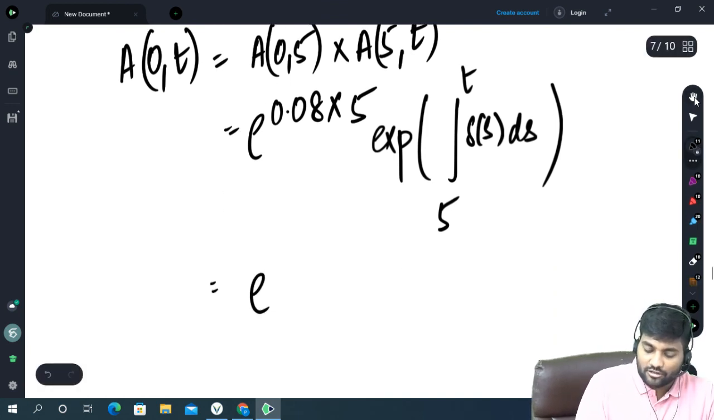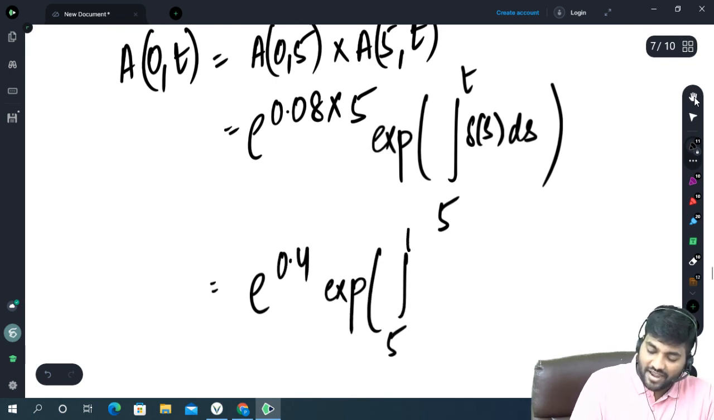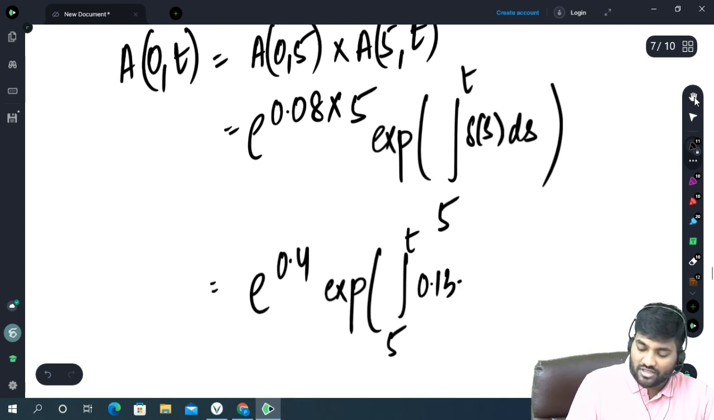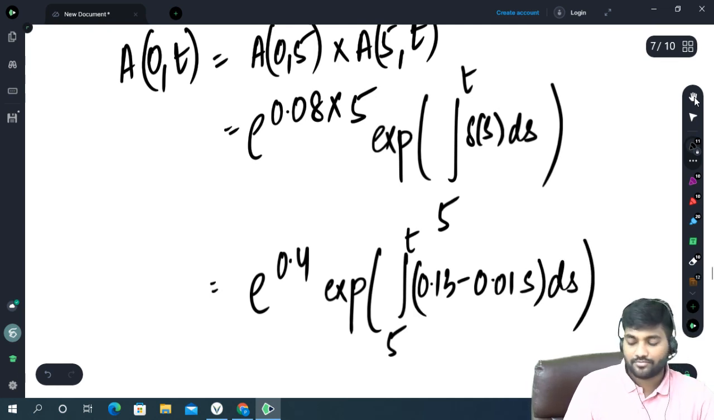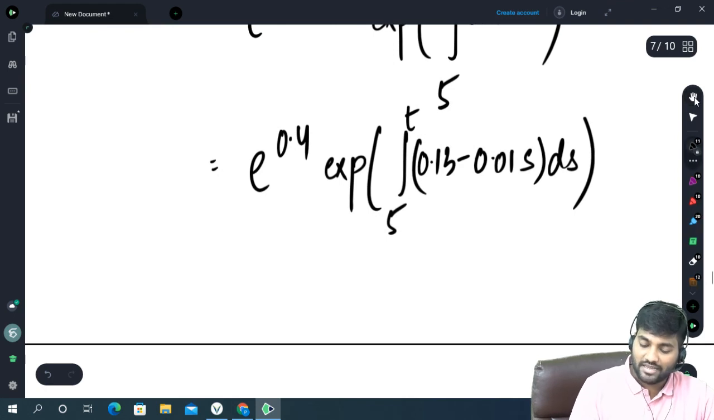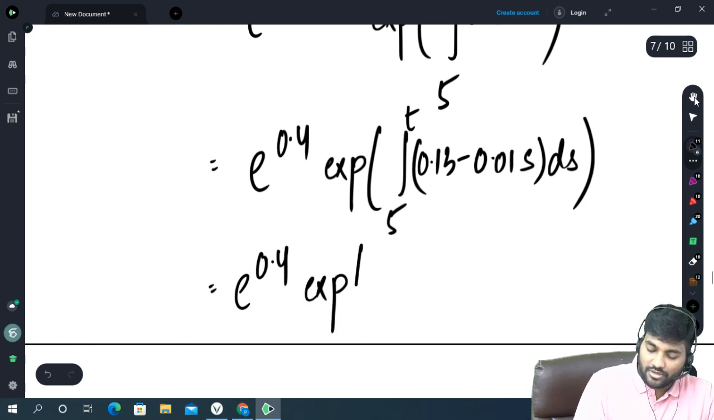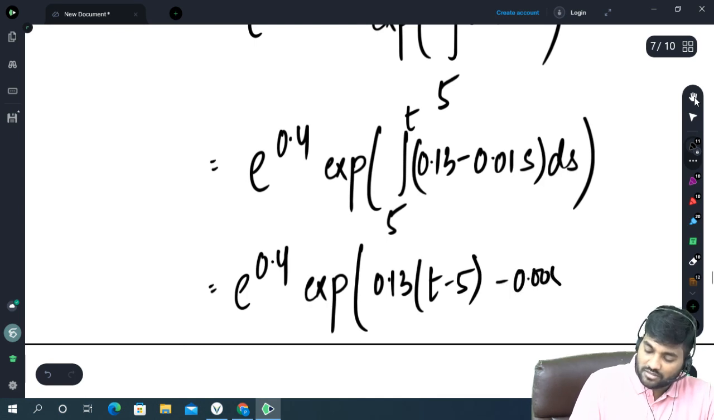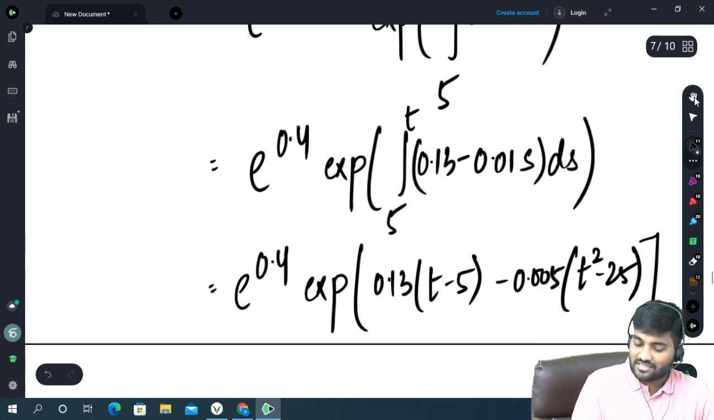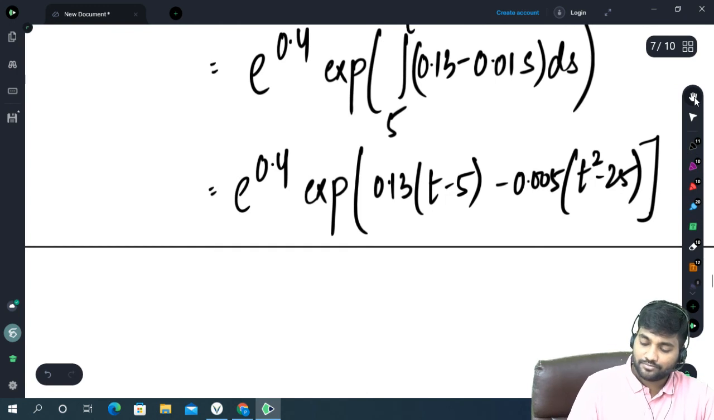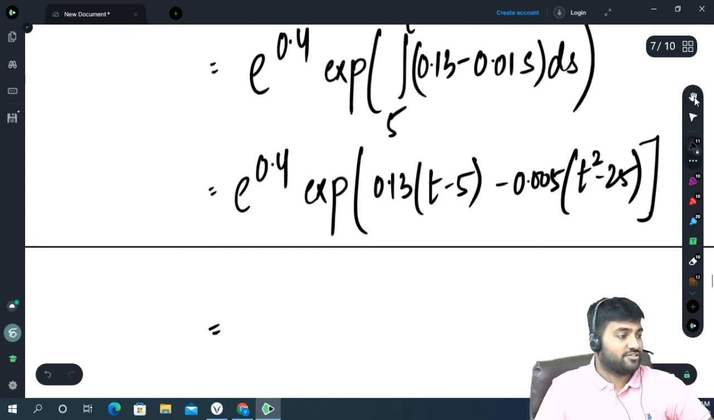So now it will be e to the power 0.4 times exponential of the integral from 5 to t of (0.13 minus 0.01 s) ds. Please solve, put the value and get the answer. So it is e to the power 0.4 times exponential of 0.13 (t minus 5) minus 0.005 (t square minus 25). Please simplify the expression and get the final expression.